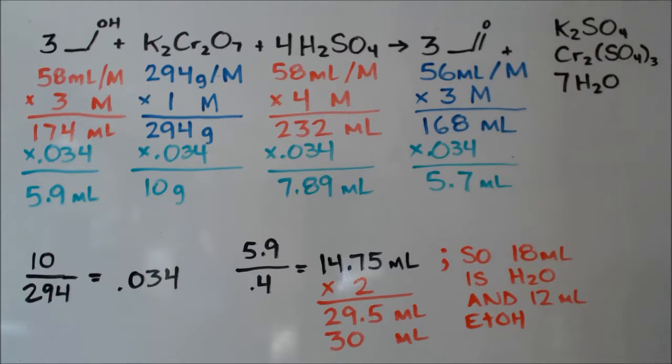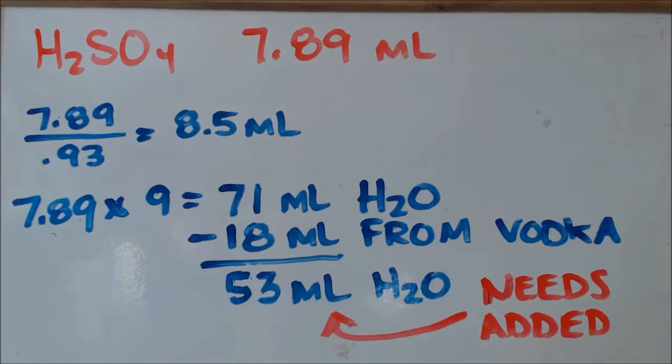If there's a whole bunch of ethanol floating around, the chromate has a better chance of hitting ethanol than it does acetaldehyde, because if it hits the acetaldehyde, once it's already oxidized, it will oxidize it a second time to ethanoic acid or acetic acid. So I double it by 2. I get 29.5 milliliters. Might as well say 30. So that means 18 milliliters is water and 12 milliliters is ethanol.